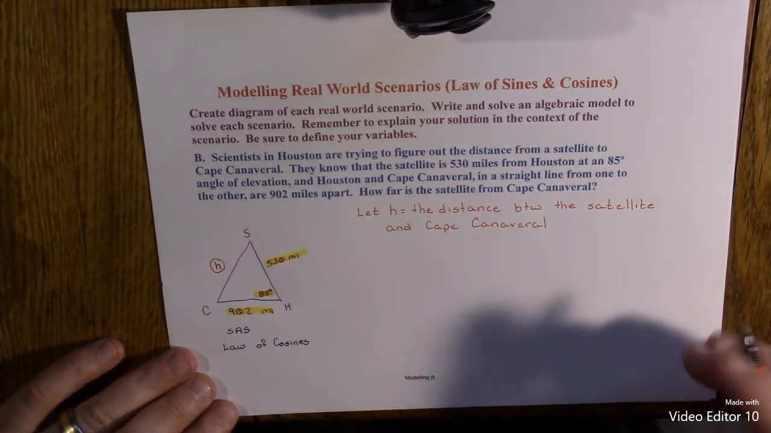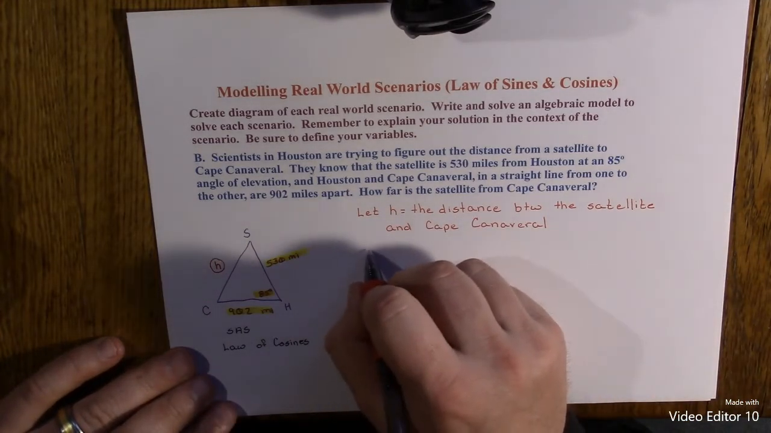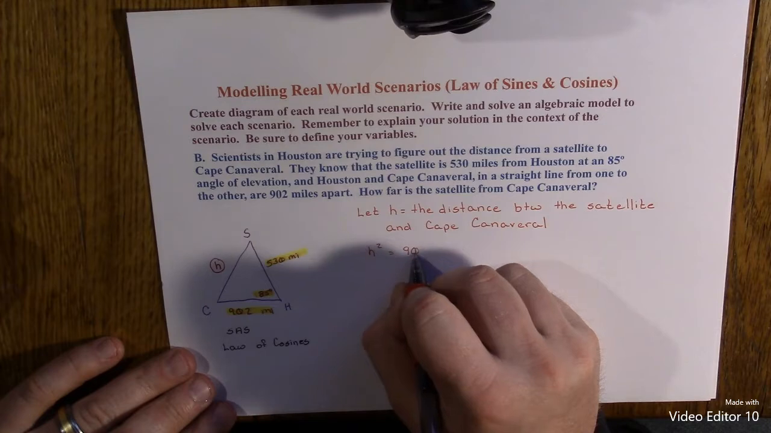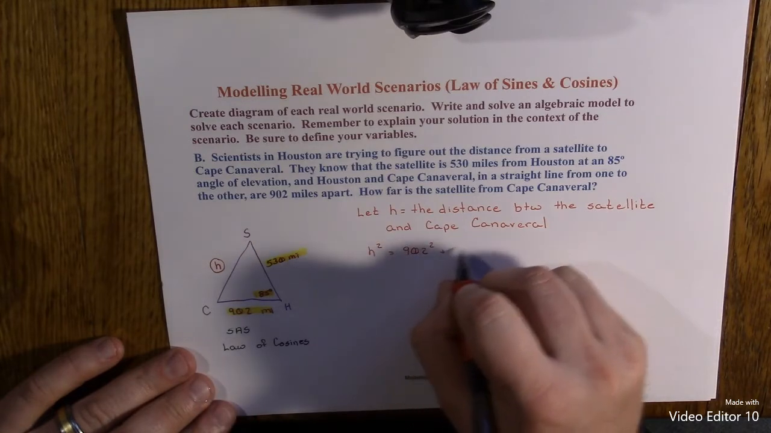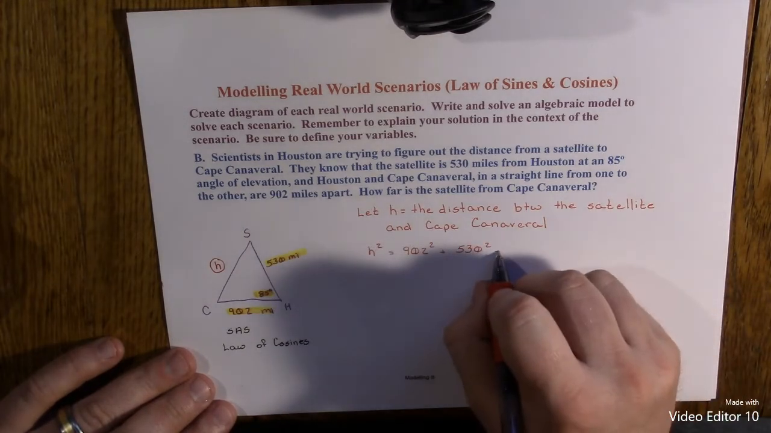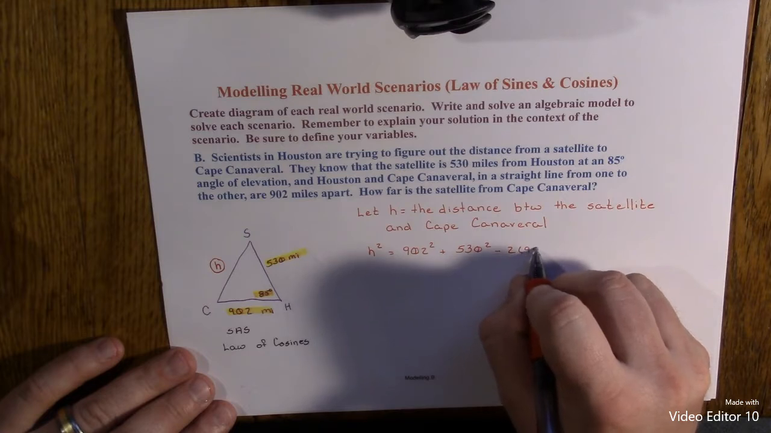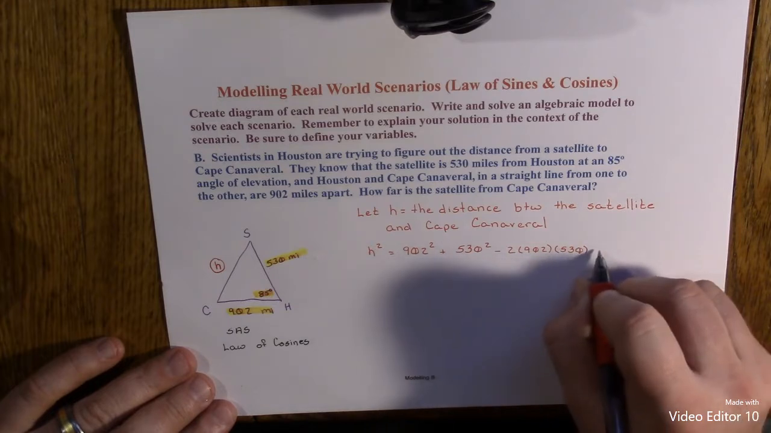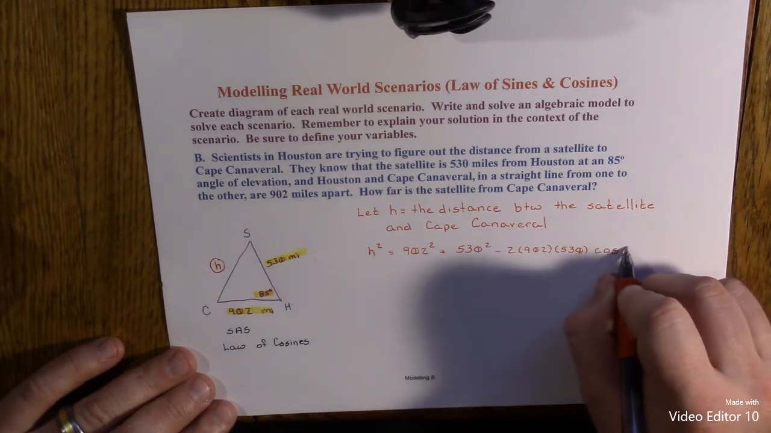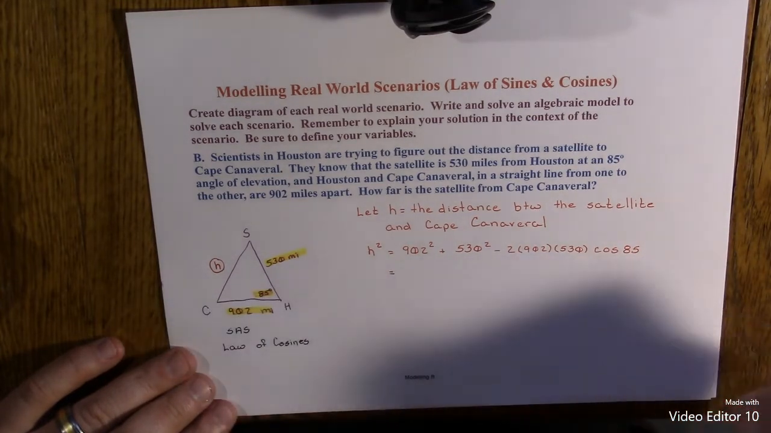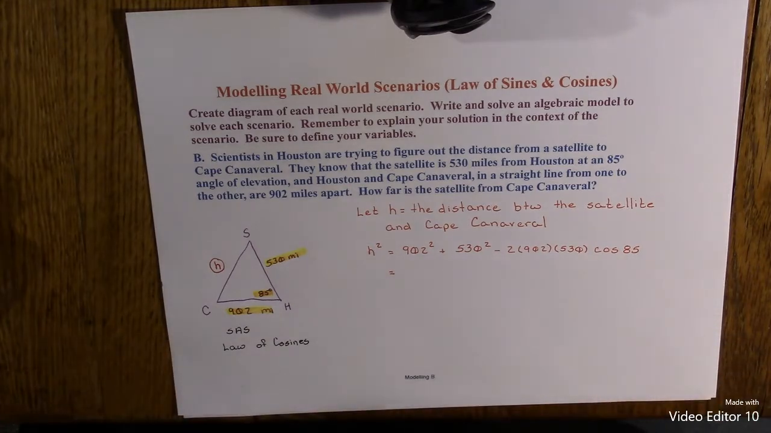Again, since we're using the law of cosines, we know that h squared is equal to 902 squared plus 530 squared, the two known sides, minus 2 times the product of those sides, and the cosine of the angle between them, or the cosine of 85. So in doing that, we can simplify this equation to find h squared.